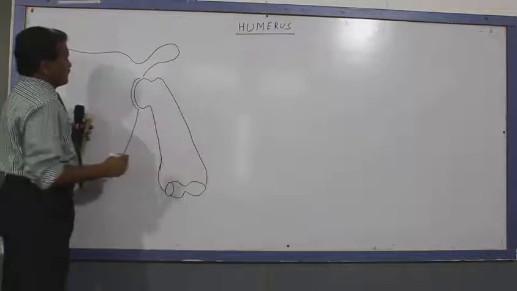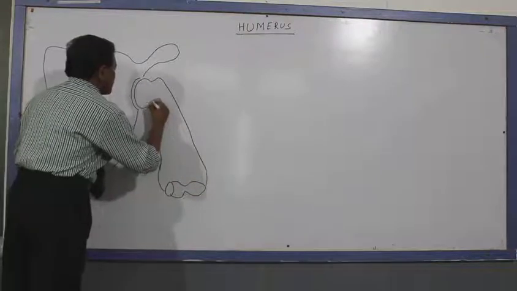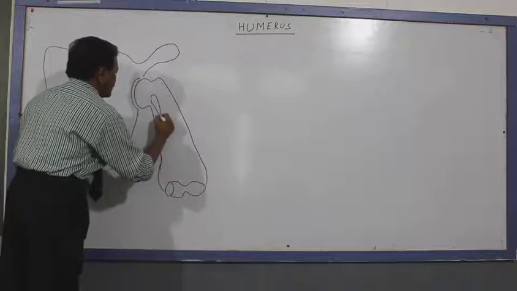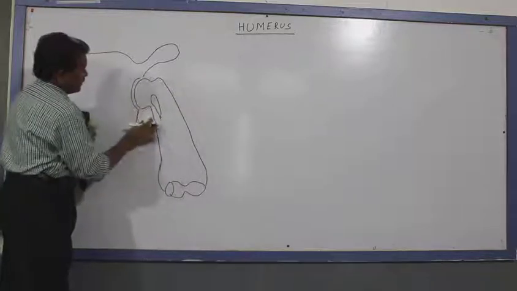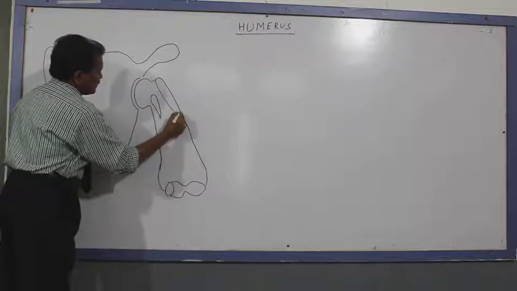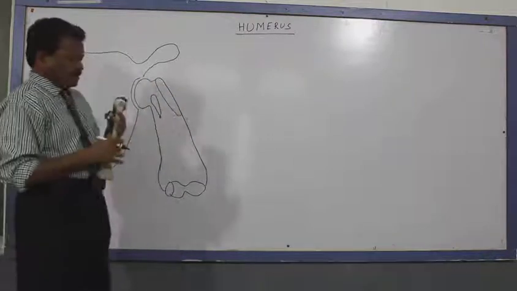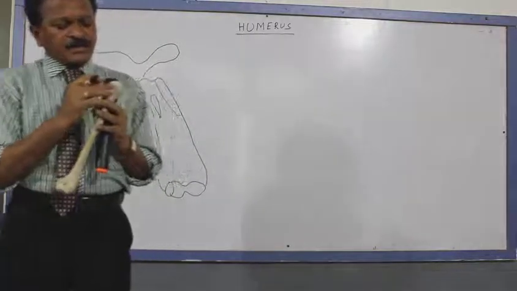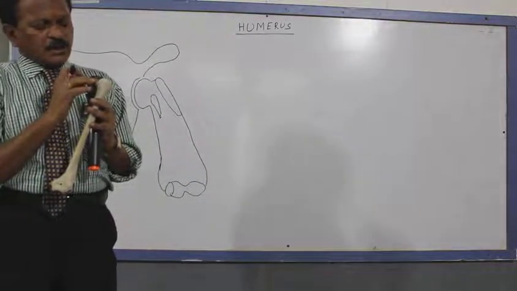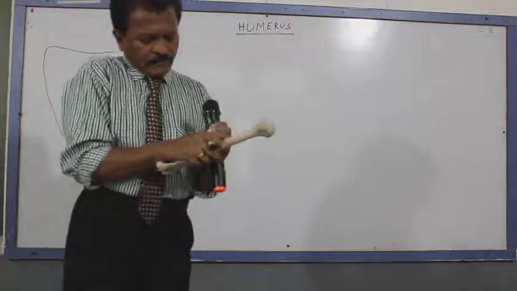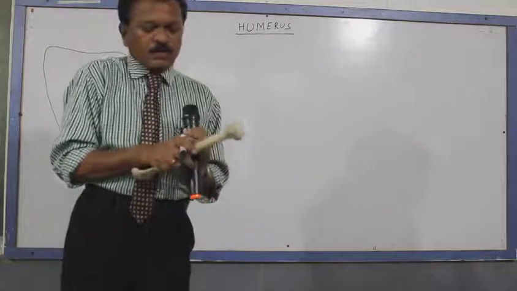So here, on this side, there is the lesser tubercle. This one is the anterior tubercle of the humerus, and this one is the greater tubercle of the humerus. You see here, this one is the anterior tubercle, and it is projected just below the neck of the humerus.